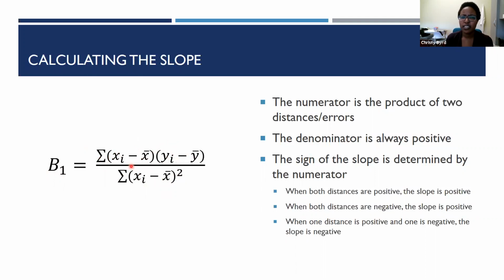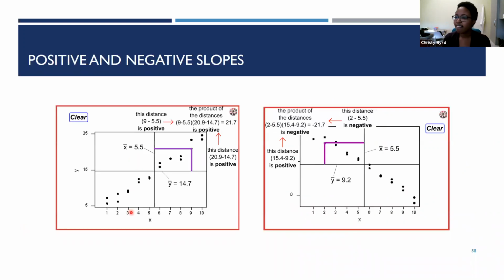When both distances are positive, positive times a positive is a positive number. At the same time, when both distances are negative, the slope is also going to be positive. A negative times a negative is a positive. But when one distance is negative and one is positive, or vice versa, then that slope is going to be negative, because the positive times the negative ends up being a negative. Let's show you an example of that.